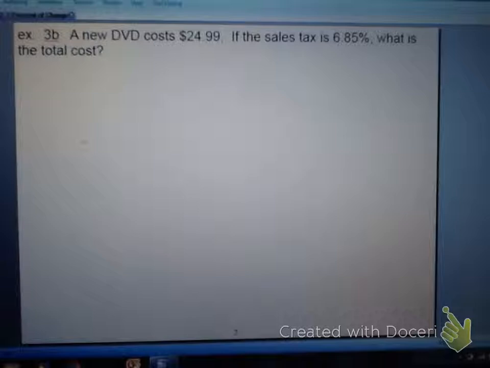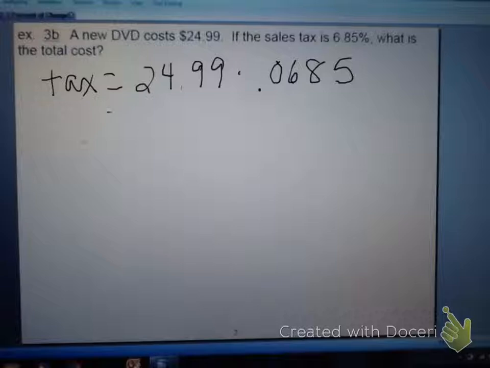Example 3B. A new DVD costs $24.99. The sales tax is 6.85%. What is the total cost? Okay, first we have to calculate the tax. So that's $24.99 times, again we have to put 6.85 into percent. We move it 2 places. So it's 0.0685. Multiply 24.99 times 0.0685, and you get $1.71 is the tax.